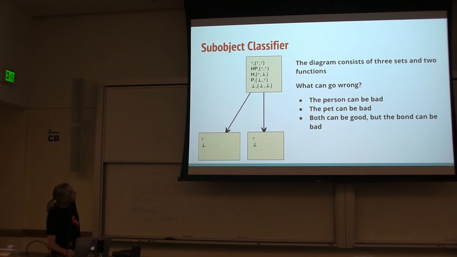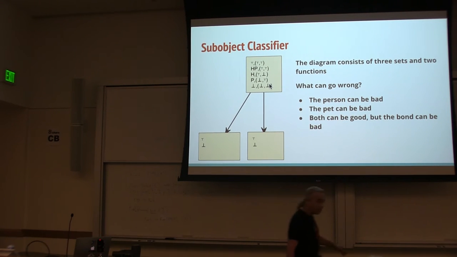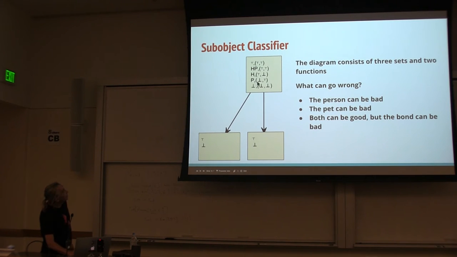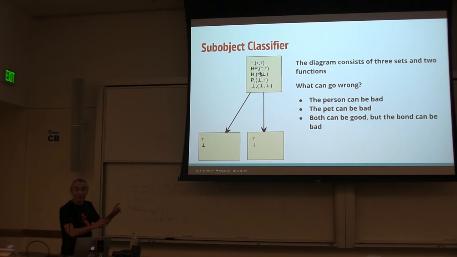So the combinations are, here's a variety of combinations. In those ends with nothing further, we can have true or false, meaning a person is good, a person is bad. Here, pet is good, pet is bad. But here we can have five combinations. Bad human, bad pet. Good pet, bad human. Good human, bad pet. It happens, right? Good human, good pet, still the bond is not good. It doesn't belong to our selected subset or sub-object, right?